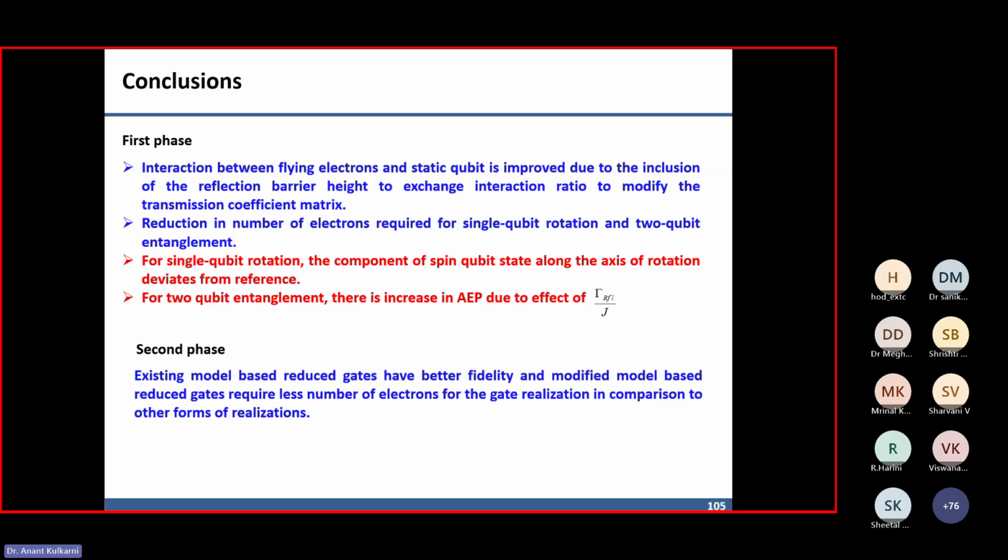Then we move to the second phase. What we concluded, rather, is that existing model based reduced gates have better fidelity, and modified model based reduced gates require a smaller number of electrons for the gate realization in comparison to the other forms of realization.